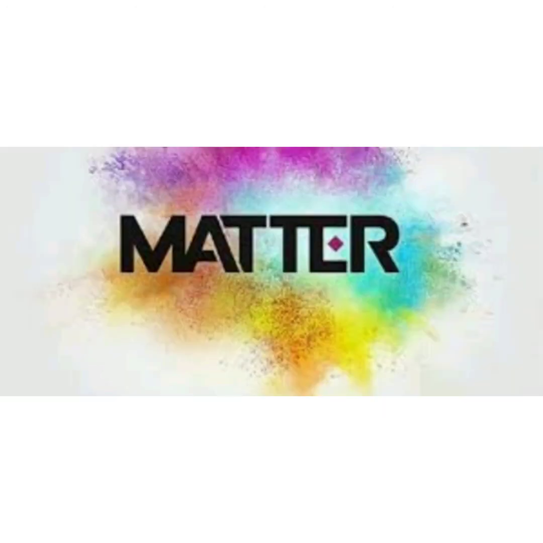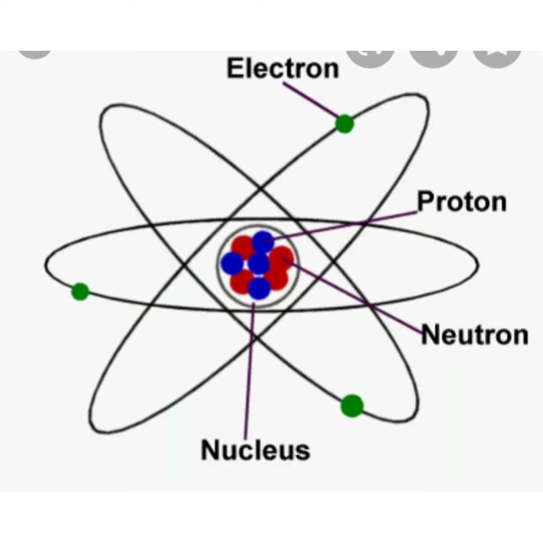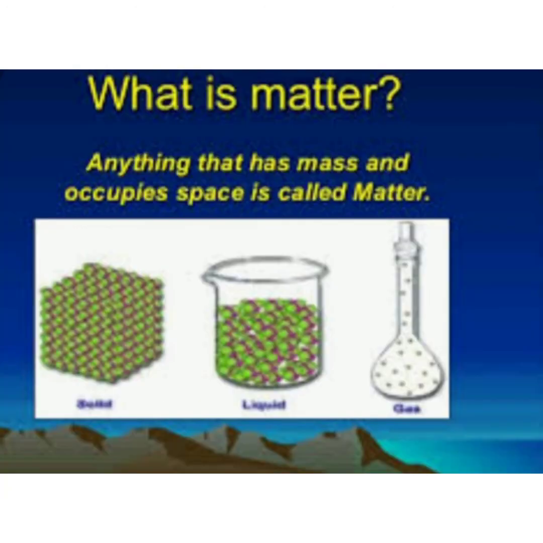Matter is everything around you. Atoms and compounds are all made of very small parts of matter. Those atoms go on to build the things you see and touch every day. Matter is defined as anything that has mass and occupies space.